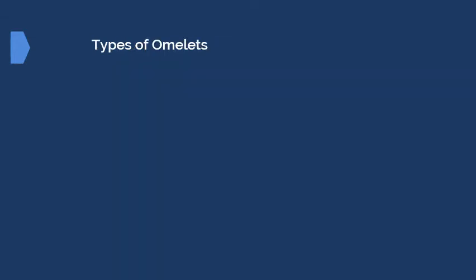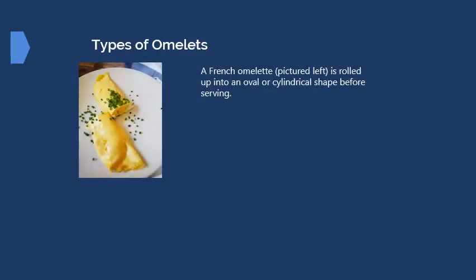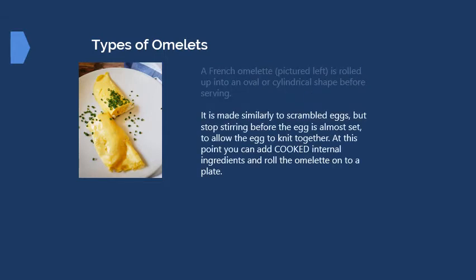There are 2 recognized types of omelets. The French omelet, which is pictured on the left, is rolled up into an oval or a cylindrical shape before serving. It's made similarly to scrambled eggs, but stop stirring before the egg is almost set to allow the egg to knit together. At this point, you can add cooked internal ingredients and roll the omelet onto the plate.